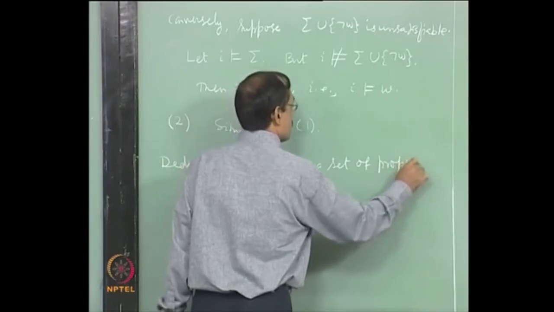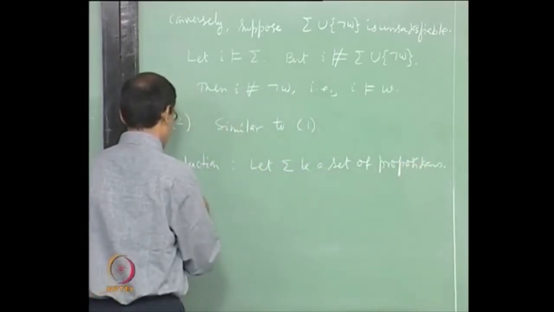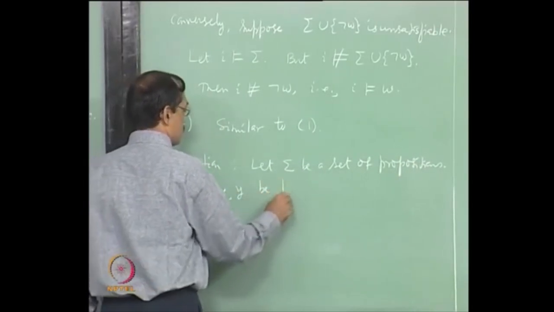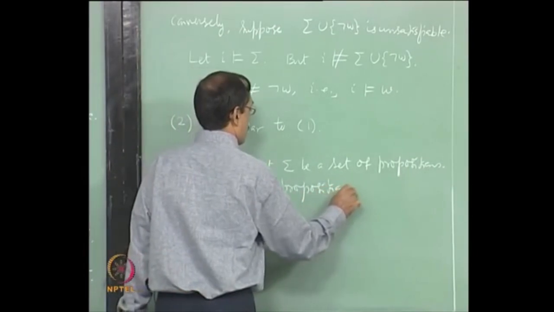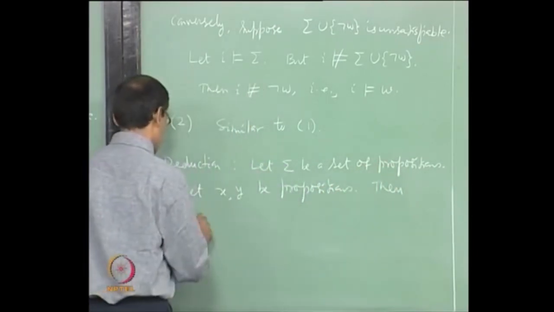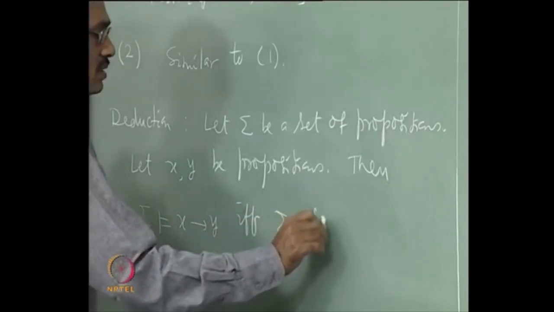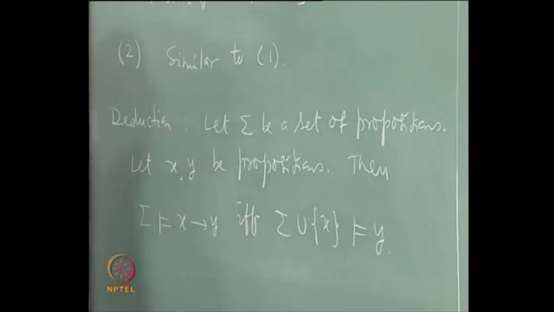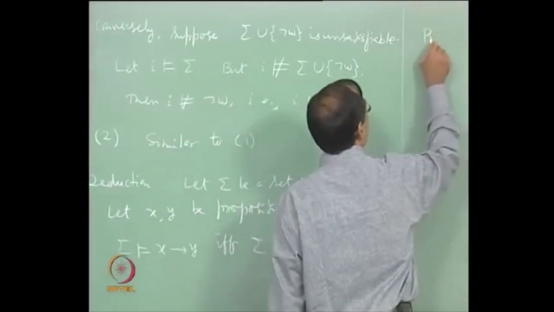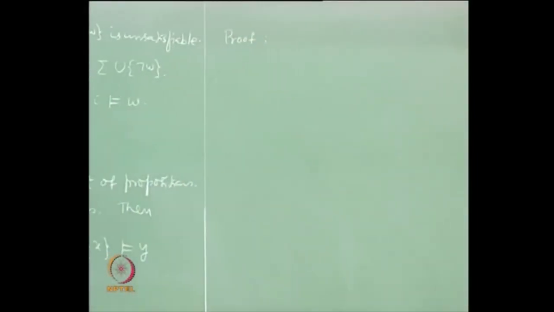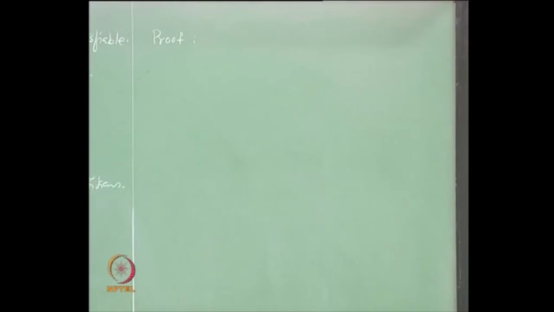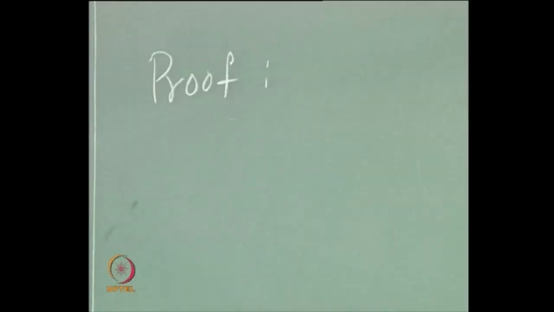So we take a set of propositions which will be our premises, and let us take two other propositions. Then what it says is sigma entails x implies y if and only if sigma union x entails y. So the formulation is correct. Then you can prove. How to prove this? So there are again two parts. It is an if and only if statement.